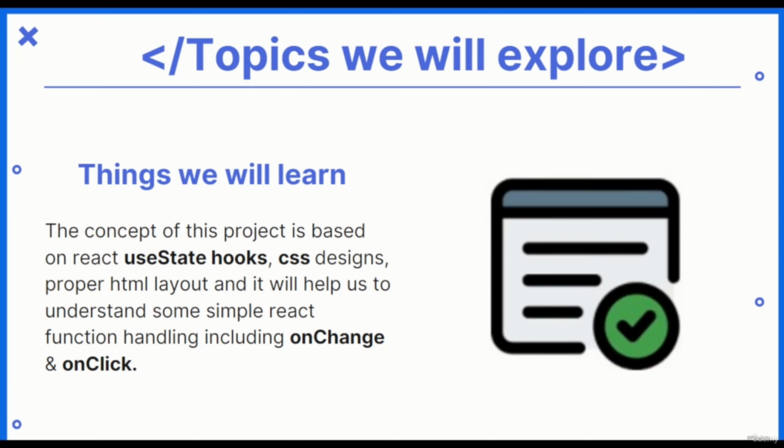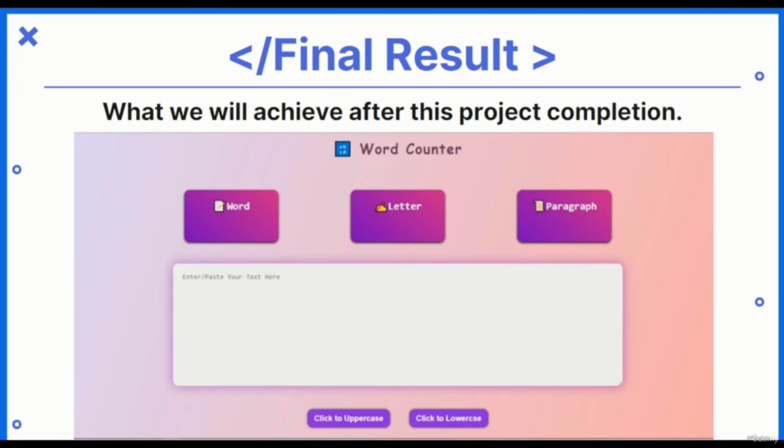The topics we will explore in this project are the useState hook of React. We will also make CSS designs from scratch and the whole HTML template from zero. I will show you how to make components in React.js, how to manage state and how to create functions, and this will be the final result we will be approaching in this lecture. So head over to the next lesson and get started with our project initialization.